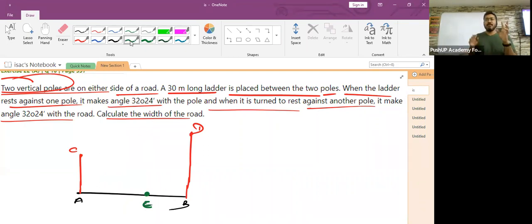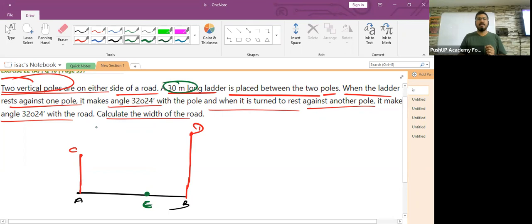Now, two different scenarios have to be satisfied here. I repeat, two different scenarios. The first scenario is the ladder whose length is 30 meters has to be placed to the first vertical pole. So imagine children, this is the first scenario where the ladder CE is placed against the first vertical wall. So when it is placed against the first vertical wall, how much is the angle made with the pole? The angle made with the pole is 32 degrees and 24 minutes.